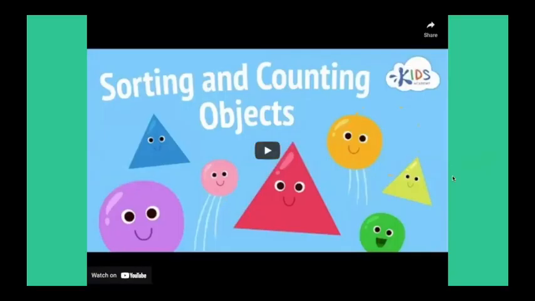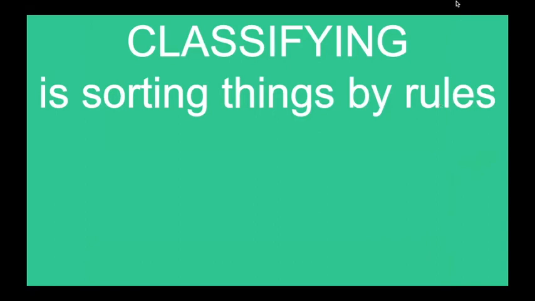So you know now how to sort and count objects, right? So it's the part of classifying. Classifying is the second part of the science process skills. Okay, so take your pen, please. Open your copybook or notebook and take your pencil or pen, all right, and write down the definition. Number 2 is classifying. What is classifying?